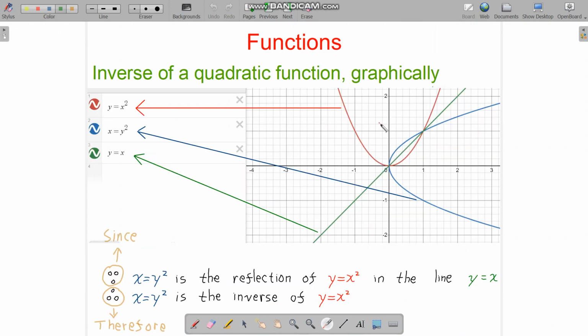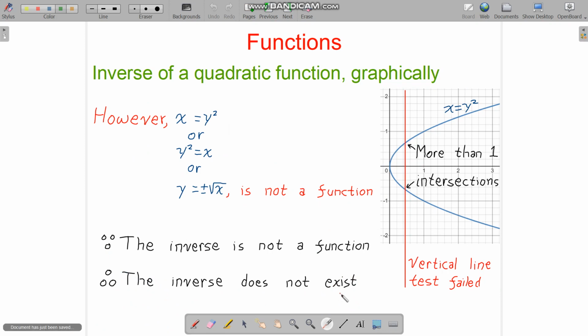The inverse of a quadratic this time. The red function is the original, y equals x squared. The blue curve, it's not actually a function, is the inverse, and again they are a reflection in this y equals x line. Since x equals y squared is the reflection in the line y equals x, x equals y squared is the inverse of y equals x squared.